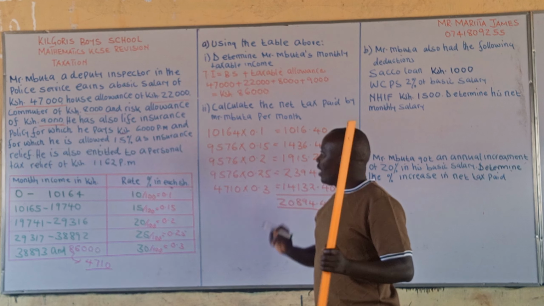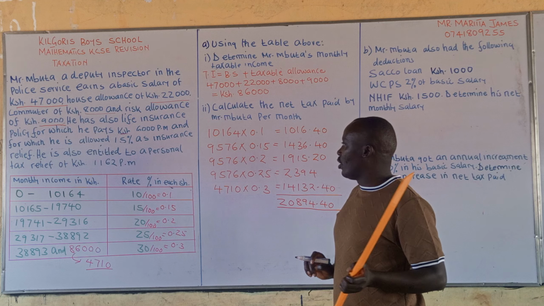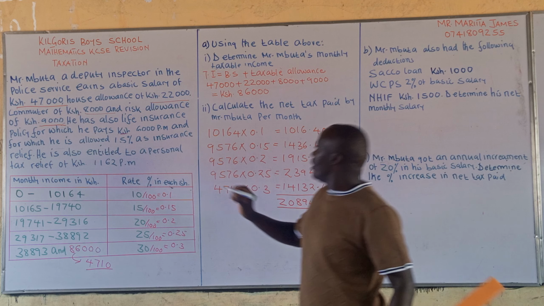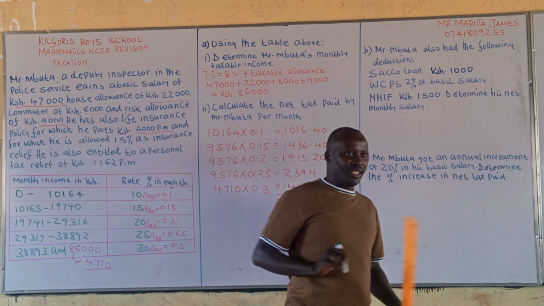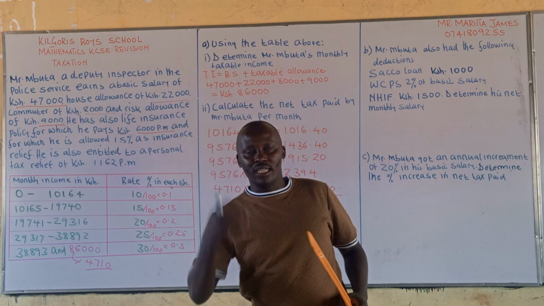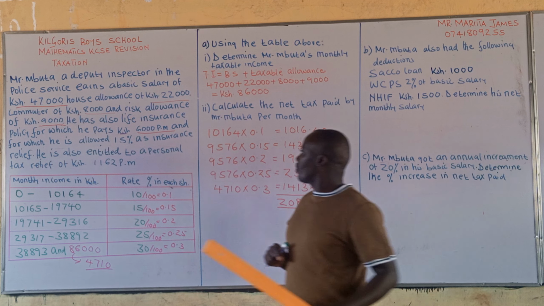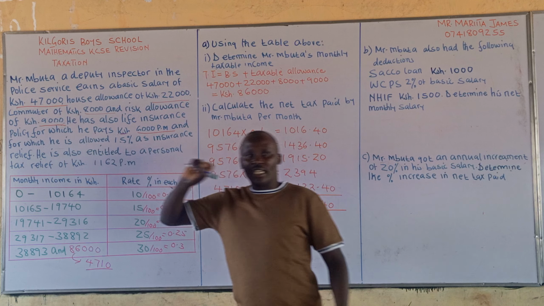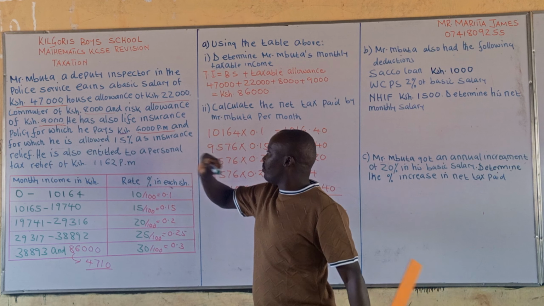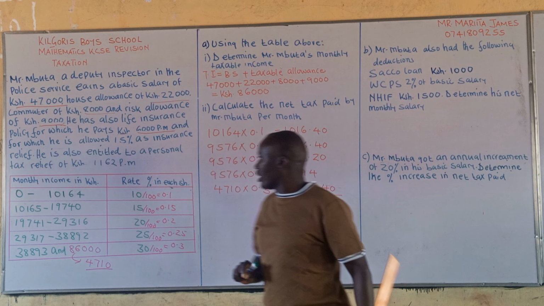He has a life insurance policy for which he pays 6,000 per month. Of this 6,000 per month, he is given a relief of 15%. So it means that we are supposed to calculate a relief of 15% from the 6,000.